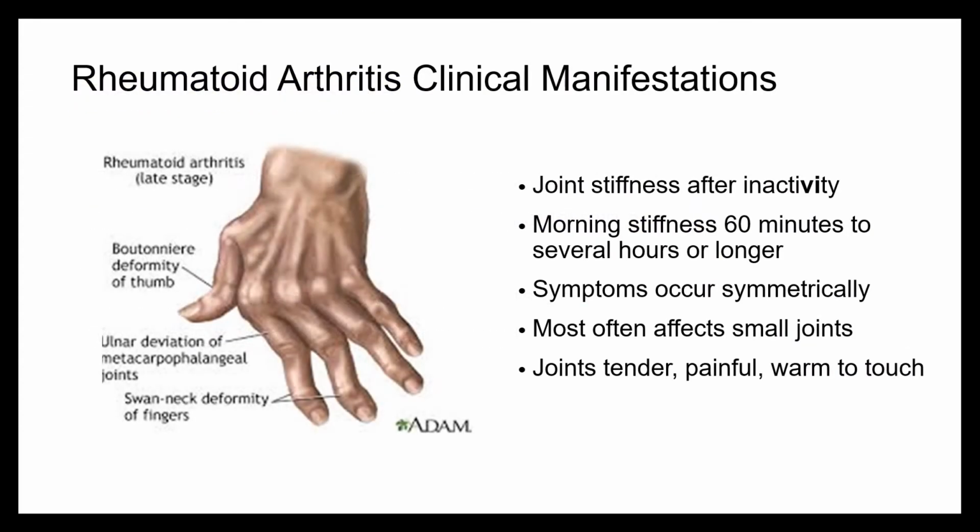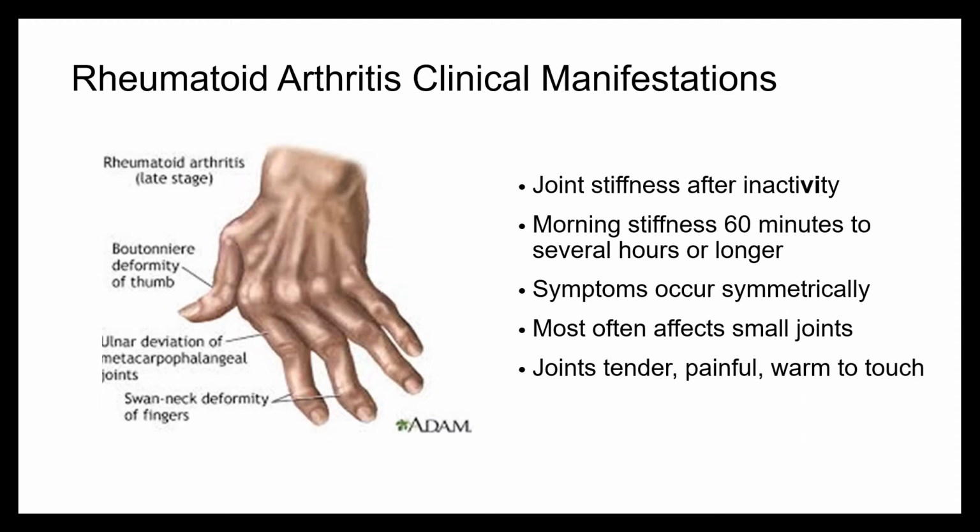Manifestations of rheumatoid arthritis include the patient reporting joint stiffness after being inactive, such as morning stiffness of the joints that lasts 60 minutes at least to several hours or sometimes even longer as the disease progresses. One characteristic of the disease is that the symptoms do occur symmetrically, meaning if the joints of the hand are affected on one side, the joints of the hand will be affected on the other side as well.